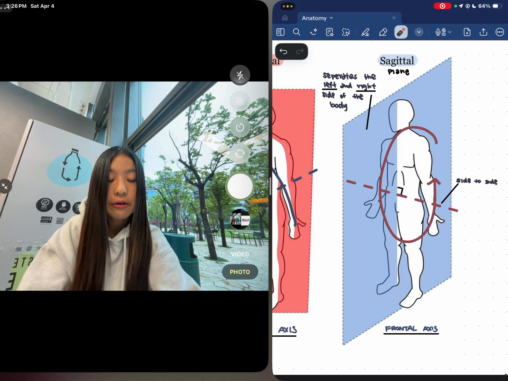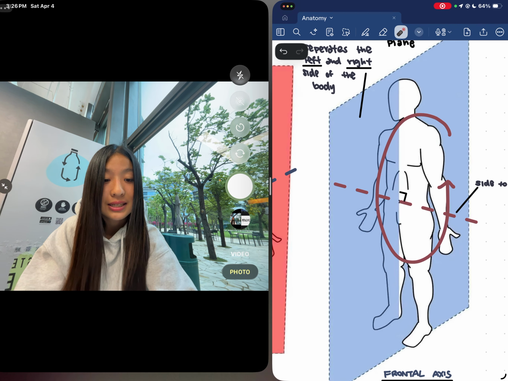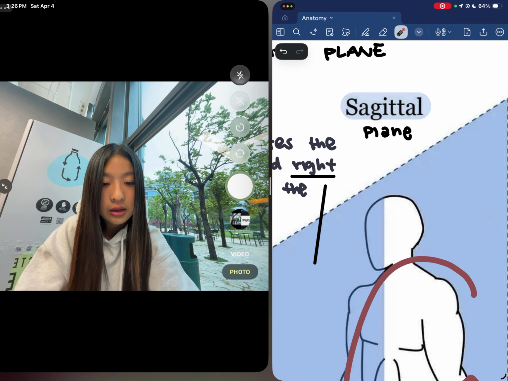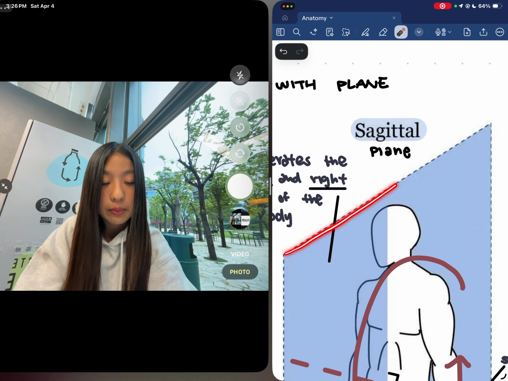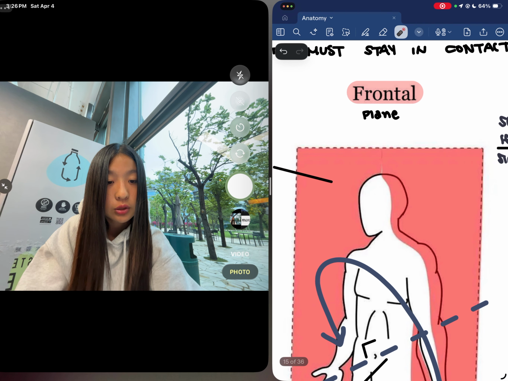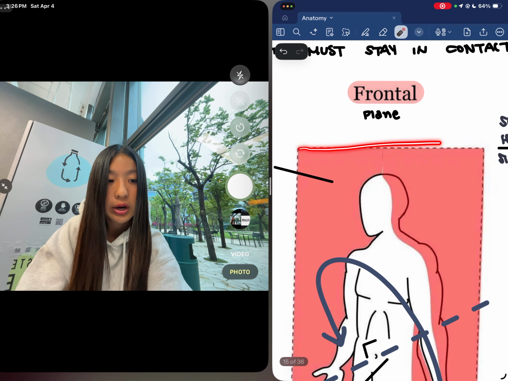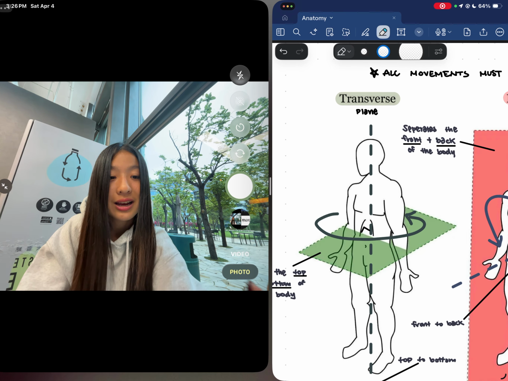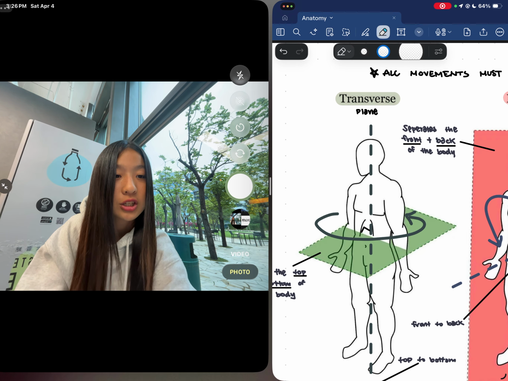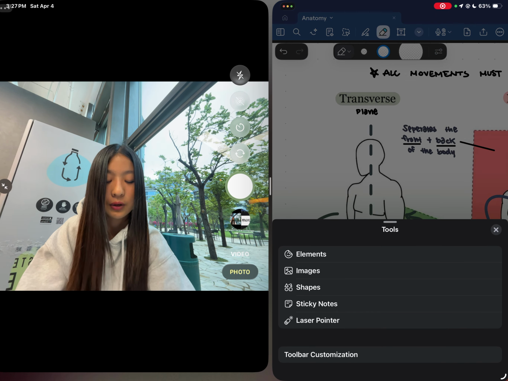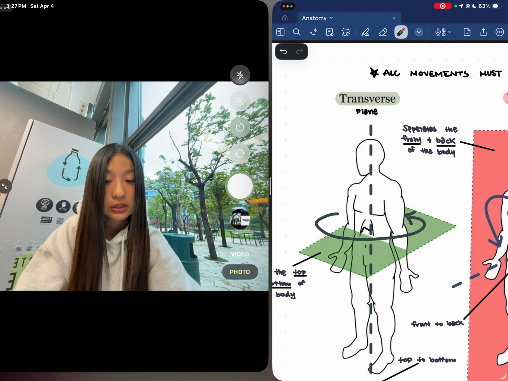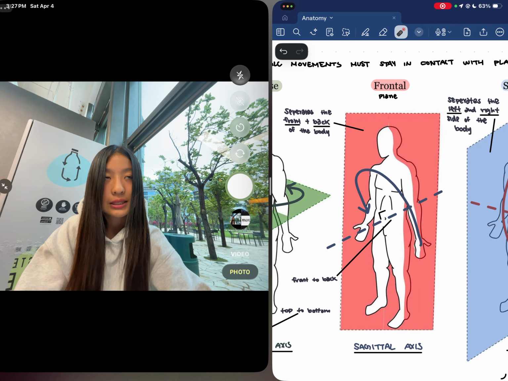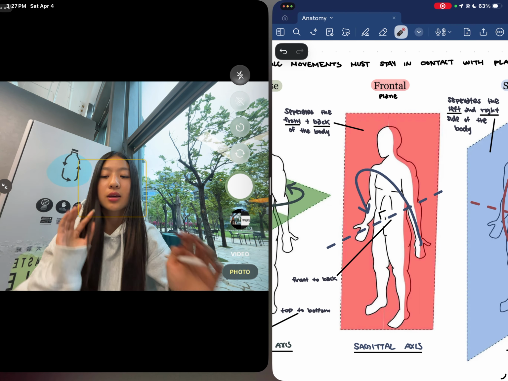Okay, and then for each plane, there is an axis that runs through it. For example, the sagittal plane, the sagittal axis will follow where the plane goes. The frontal plane, the frontal axis will follow where the frontal plane goes. And then the transverse plane has the longitudinal axis, not the transverse axis, which is the only one to really be aware of. But when we're talking about rotations and planes of movement, we're really thinking about the pairs that go together.